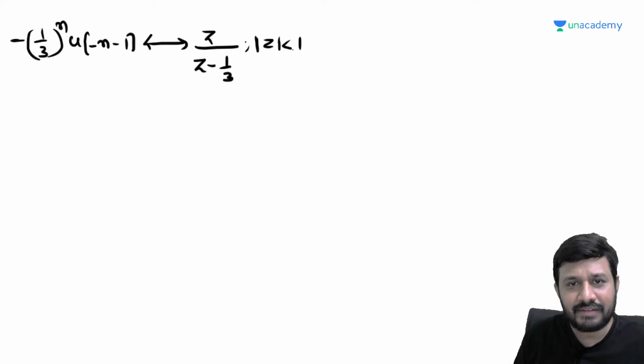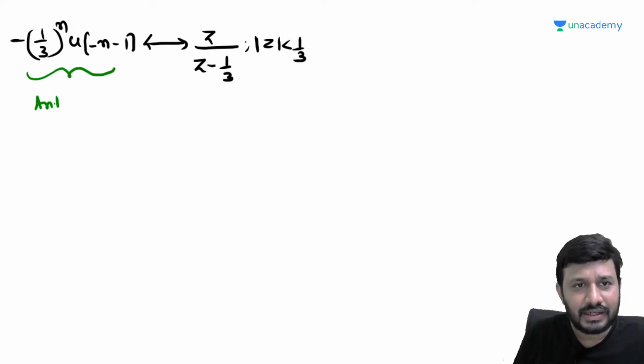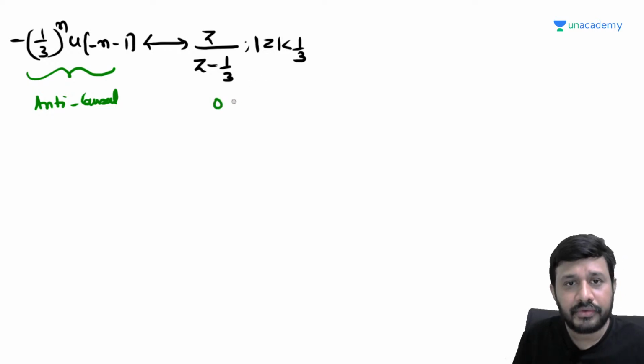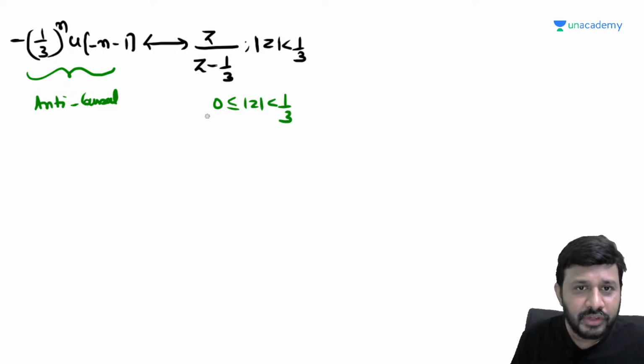But what is the nature of the signal? This is anticausal. Anticausal means this signal is 0 for n greater than 0. Anticausal signal means the ROC will be inside of the innermost pole and it will include mod z equal to 0 also. So I can modify the ROC like this: 0 is there.